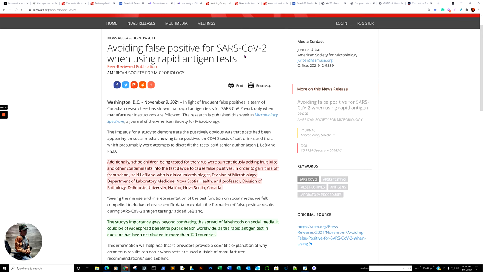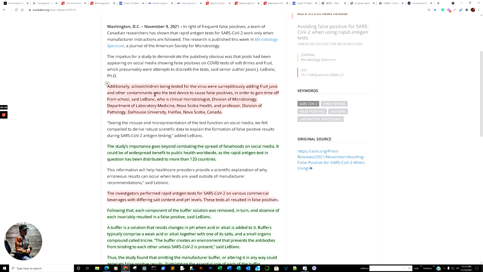Avoiding false positives of SARS. Yes. What I'm alluding to is, again, California's state of emergency being extended to March or May 2022. I don't know, it just seems like forever at this point. All right. When using rapid antigen tests, to proceed. Additionally, school children being tested for the virus were surreptitiously adding fruit juice and other contaminants into the test device to cause false positives in order to gain time off from school.